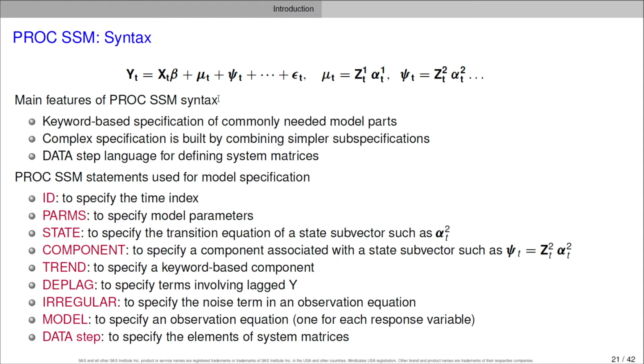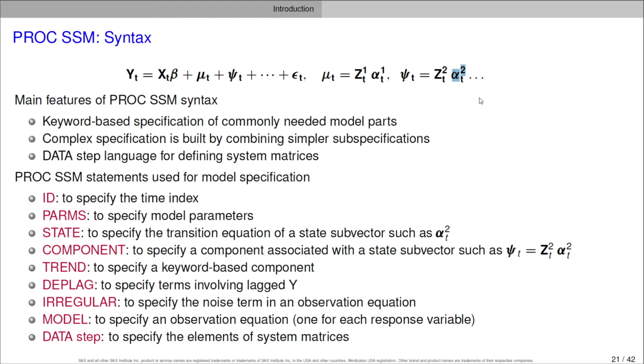In this slide, we will go over the PROC SSM statements that are used for model specification. Suppose that we want to specify a model y equals x beta plus mu t plus psi t plus some other components plus r. And suppose that each of these components has some underlying state space model with its observation equation, transition equations, and its own system matrices. Each one of them has its own state, and the overall state is formed by combining these state subvectors as we saw earlier. So the question is, how can we specify such a model by using the SSM syntax?